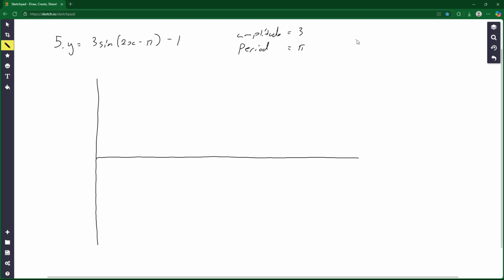Phase shift is going to be pi over 2, because again, that's c over b. That's going to be pi over 2. And then our vertical shift is equal to, oh, this phase shift is to the right, by the way. And then this vertical shift is going to be 1 down.